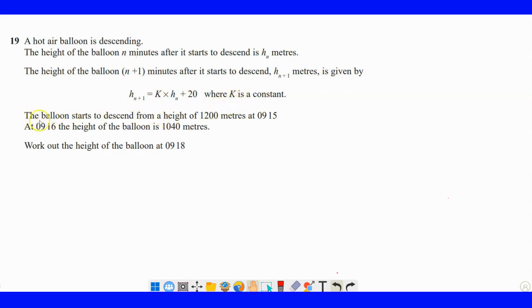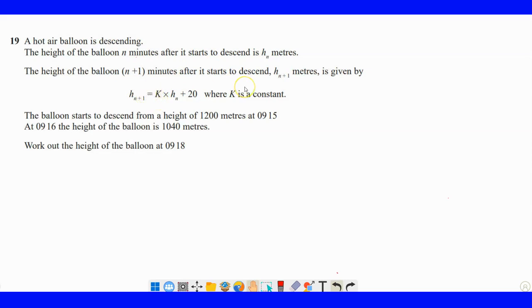And the balloon starts to descend from a height of 1200 meters at 9:15. At 9:16 the height of the balloon is 1040 meters. So you are required to work out the height of the balloon at 9:18. If you notice, as the time increases per minute, the balloon is losing height. So we're going to use some of this information to work out the constant k, and then we can use a formula to work out the rest of the question.